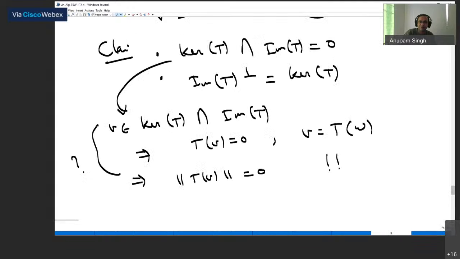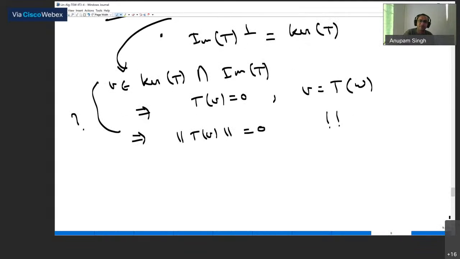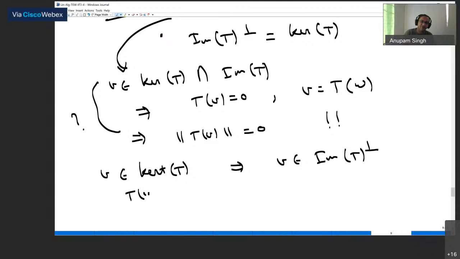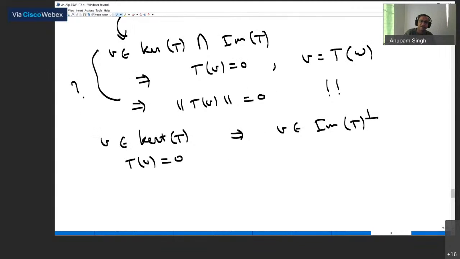So what is the second part? I have to prove that the image of T perpendicular is the kernel of T. So I'll prove both ways, that this is contained in this and this is contained in this. So suppose I have a vector V which is in the kernel of T, and I'll prove that this implies V is in the image of T perpendicular. How do I do that? So V is in the kernel of T. So obviously I have T of V is 0.